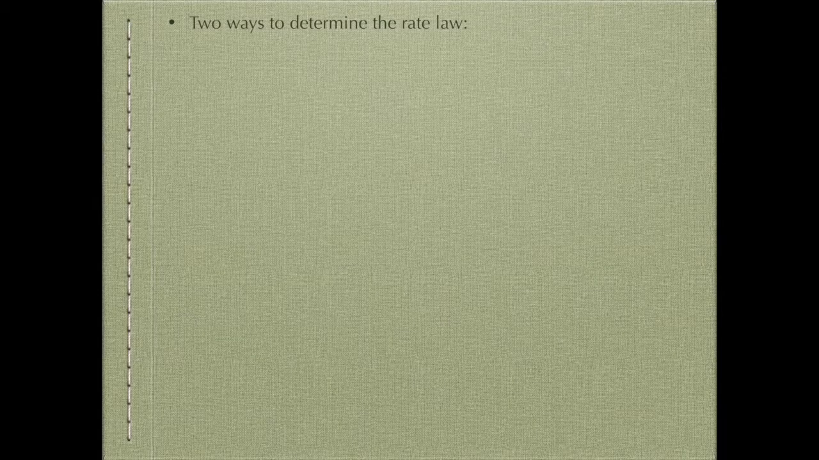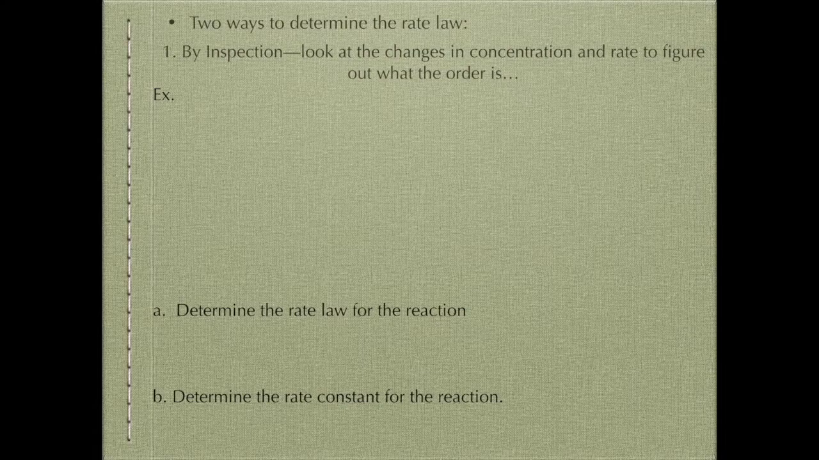So there are 2 different ways of determining the rate law experimentally. The first one is actually pretty nice and easy. Here's what you do. It's called determining the rate law by inspection. So what you're going to do is you're going to look at the changes in concentration and rate and figure out what the order is.